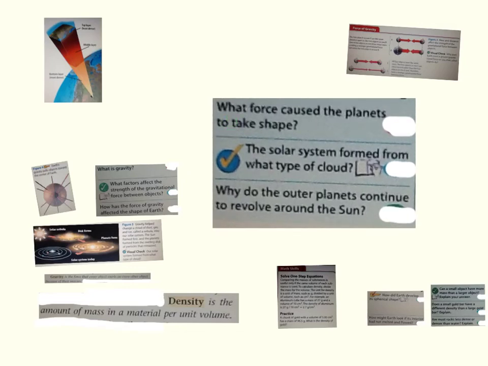First question. Write these questions down in your science journal, using the information that you know, and answer those questions. So what force caused the planets to take shape? The second one is a check of the information that we just covered. The solar system formed from what type of a cloud? So you may have to go back and listen to the information and write your answer again, okay? The last one here is this one. Why did the outer planets continue to revolve around the sun? Those three questions, I want you to answer them in your science journal.